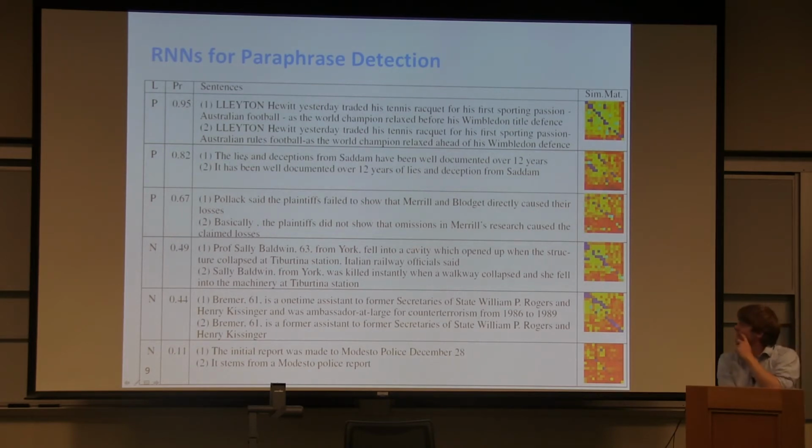This one is interesting because it shows us, one, the model can deal a little bit with ungrammatical sentences, and two, it can deal with flips of entire longer phrases. Here, the lies and deceptions from Saddam have been well documented over 12 years, versus it has been well documented over 12 years, of lies and deception from Saddam. A little ungrammatical, but probably trying to say the same thing. The way this is captured in the similarity matrix is basically with these two off-diagonal lines.